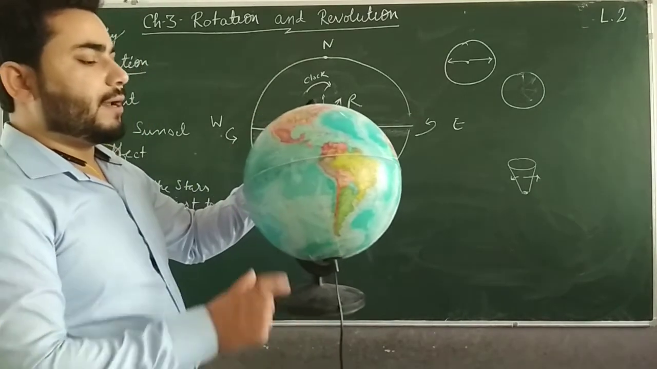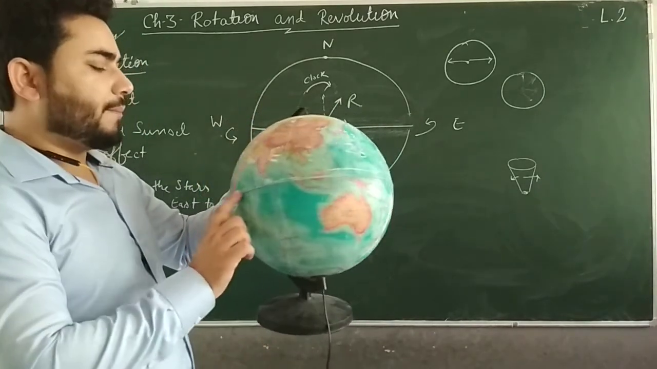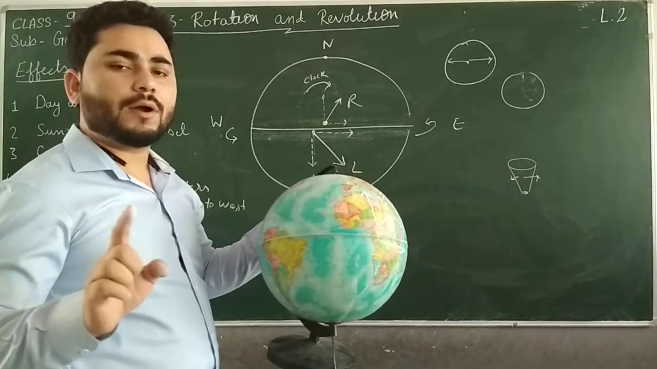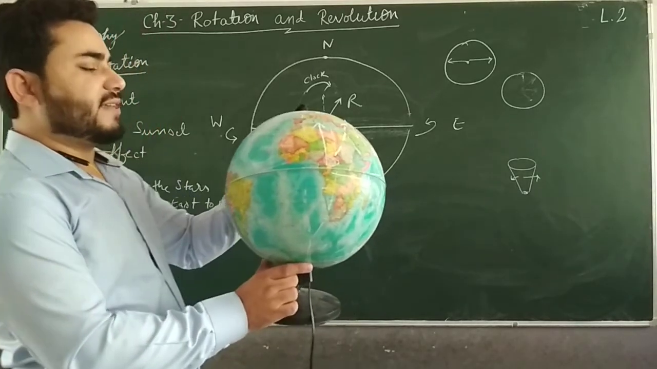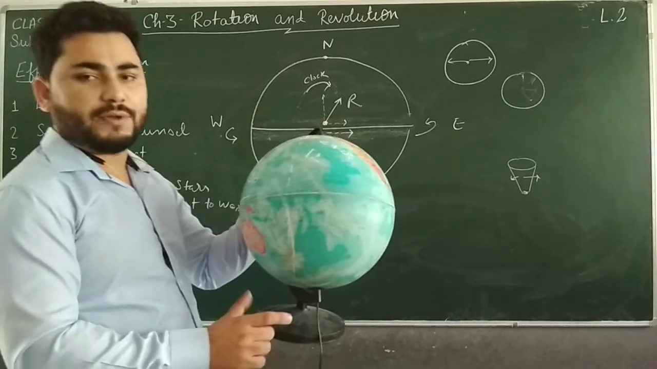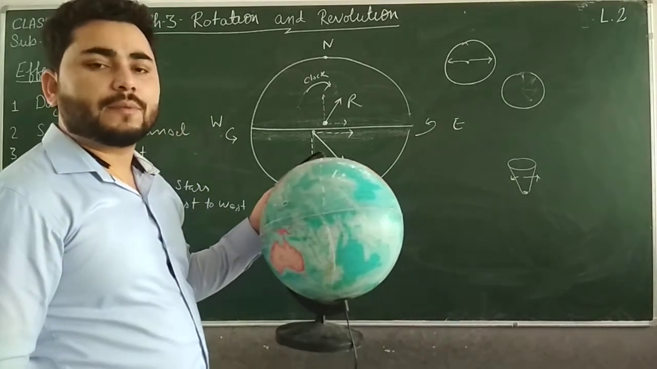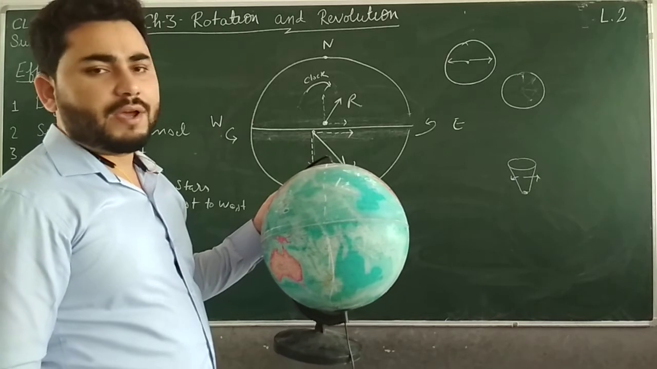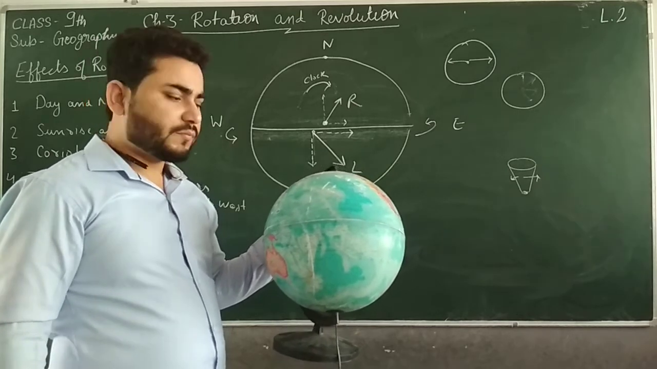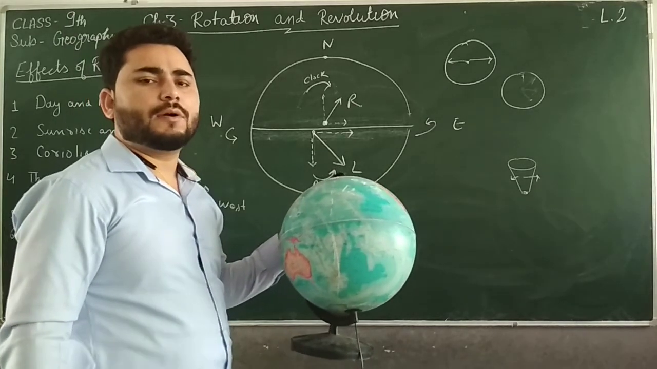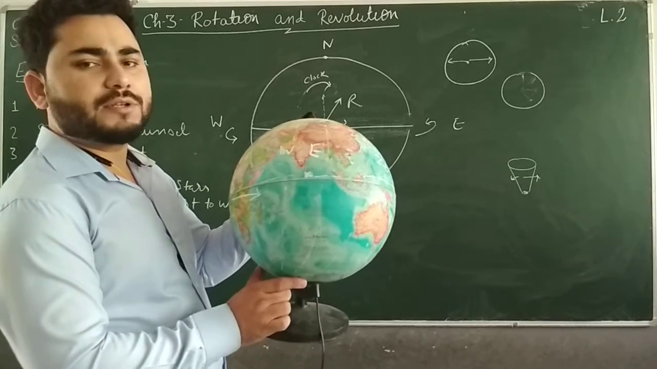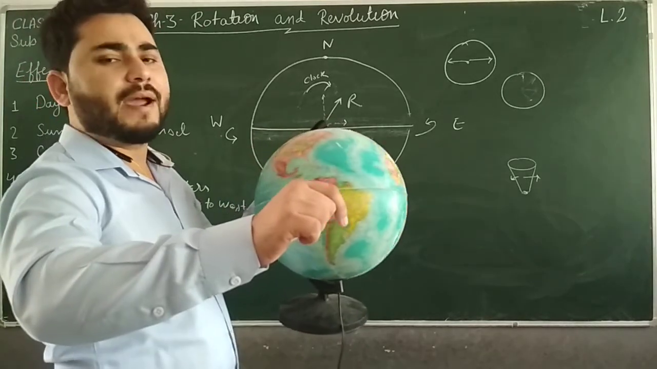See, we know that the Earth completes one rotation of 360 degrees in 24 hours. Clear? So we can easily say that the Earth rotates by 1 degree in just 4 minutes. So there will be a difference of 4 minutes on every line of longitude. We have 360 lines of longitude, so when you multiply 360 by 4, you will get 24 hours. It means that these 360 lines of longitude come in front of the sun one by one and keep coming.